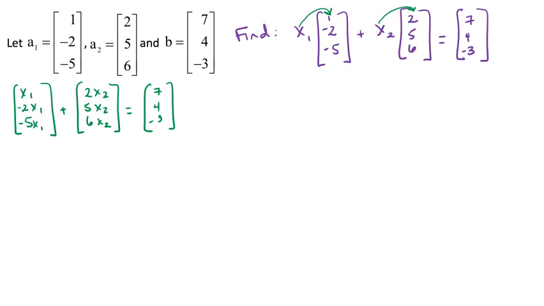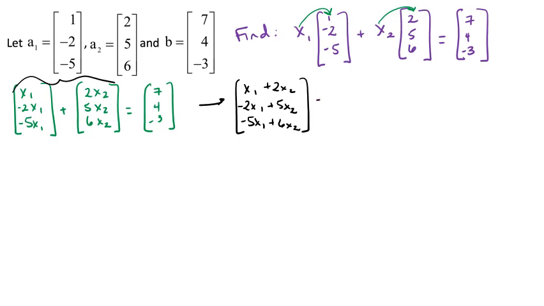All right, well, moving on, I can add these in the following way to get x1 plus 2x2, negative 2x1 plus 5x2, negative 5x1 plus 6x2. And this needs to equal, again, matrix B, 7, 4, negative 3. Okay, well, really, what this is, is a system of equations.